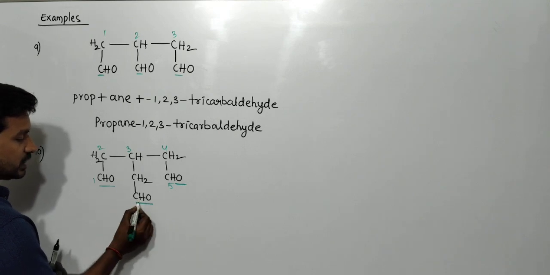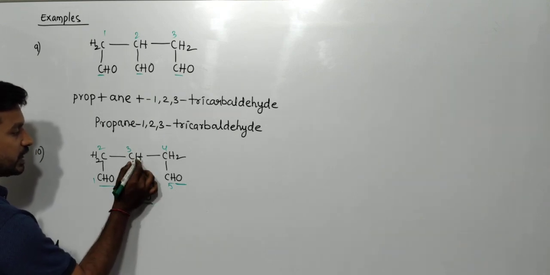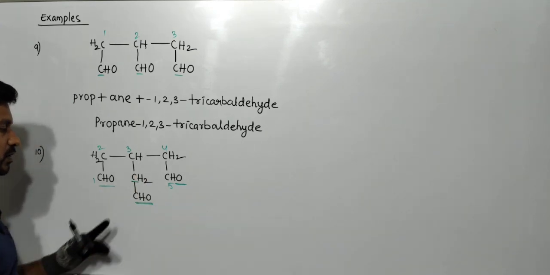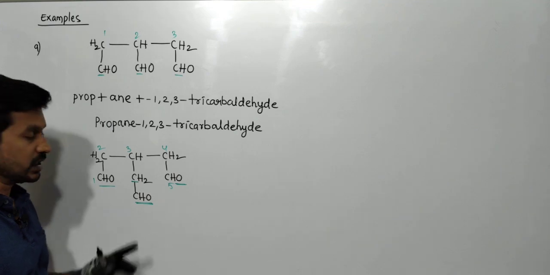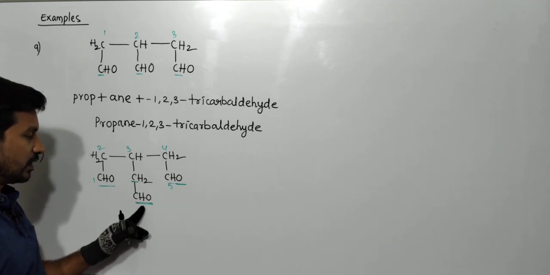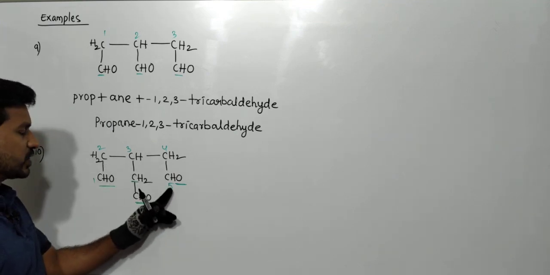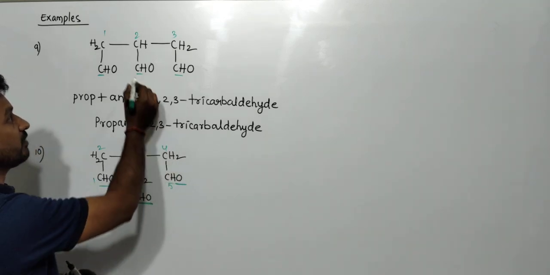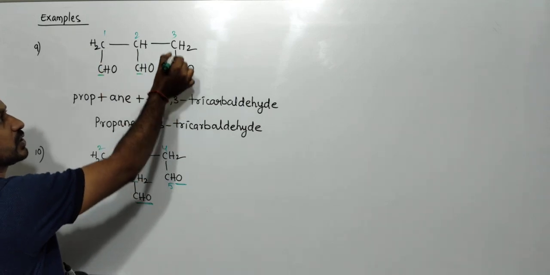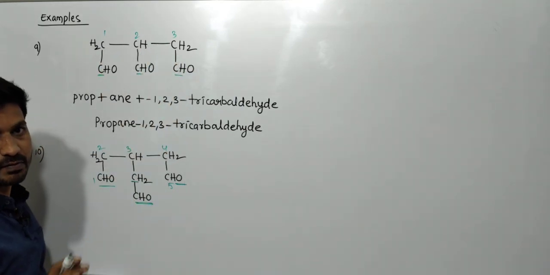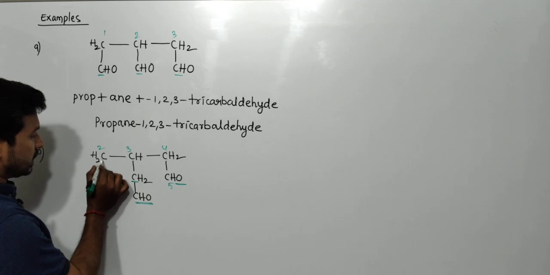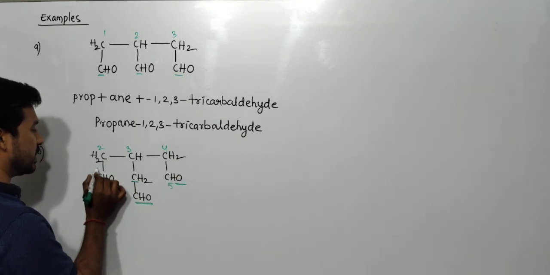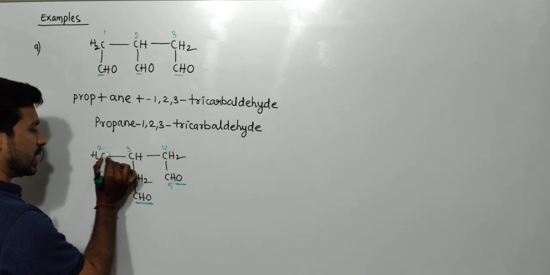See, this CHO is not directly attached with the parent chain. Between the parent chain and the functional group, some other carbon, CH2, is present. In this case, you can neglect this one. If 3 CHO groups are directly attached to the parent chain, then you cannot neglect any one of them. But here, this functional group is attached to the parent chain, and this one is not attached to the parent chain.